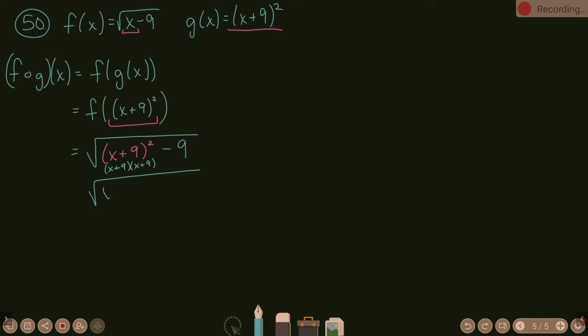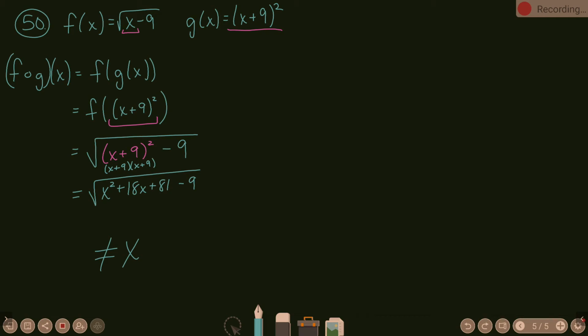So this ends up being, if we FOIL this, x squared plus 18x plus 81 minus 9. Are we going to be able to clean that up enough to make it equal x? And the answer is no. There's no way it's going to clean up enough to be equal to x. So I know at this point, this does not equal x.